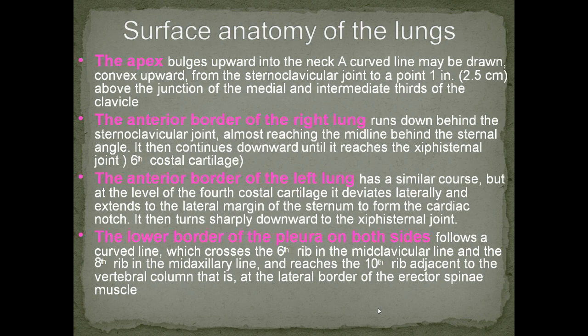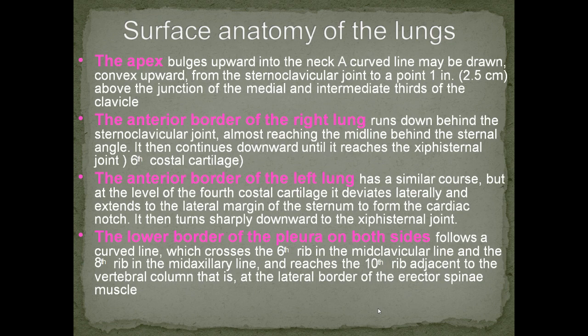Now we will see the surface anatomy of the lung. The apex bulges upward into the neck. A curved line may be drawn, convex upward, from the sternoclavicular joint to a point 1 inch above the junction of the medial and intermediate thirds of the clavicle. The anterior border of the right lung runs down behind the sternoclavicular joint, almost reaching the midline behind the sternal angle. It then continues downward until it reaches the xiphisternal joint.